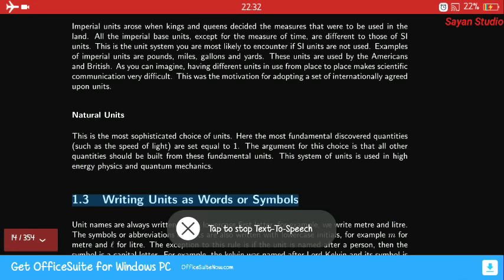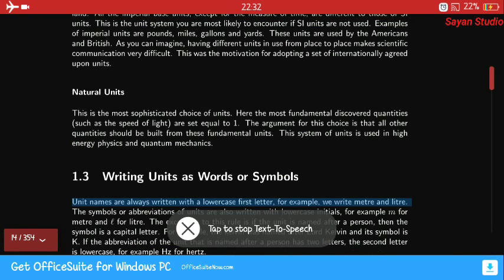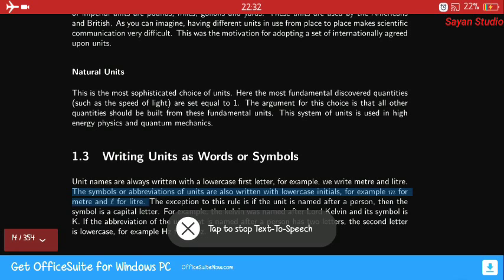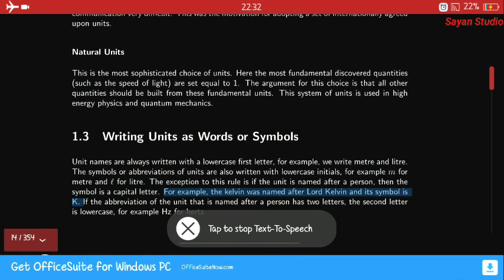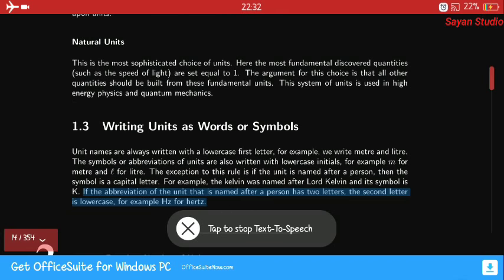1.3 Writing units as words or symbols. Unit names are always written with a lowercase first letter. For example, we write meter and liter. The symbols or abbreviations of units are also written with lowercase initials, for example m for meter and l for liter. The exception to this rule is if the unit is named after a person, then the symbol is a capital letter. For example, the Kelvin was named after Lord Kelvin and its symbol is K. If the abbreviation of the unit that is named after a person has 2 letters, the second letter is lowercase, for example Hz for Hertz.